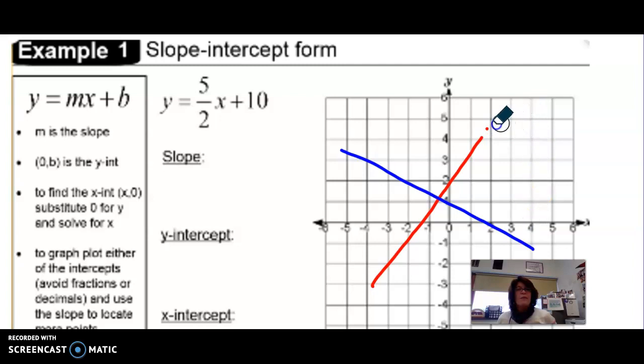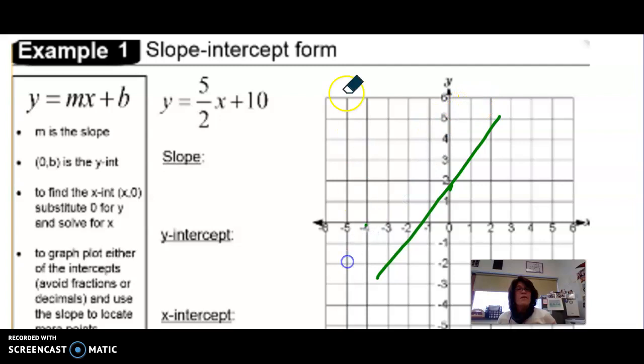We also noticed that when two lines are parallel, they have the exact same slope. For example, these two lines would both have the same slope. They have different y-intercepts. They have different points associated with them, but their steepness is the same.